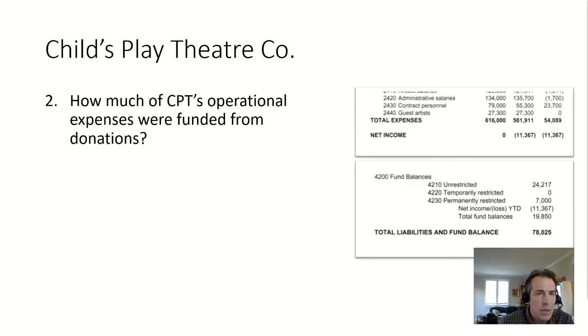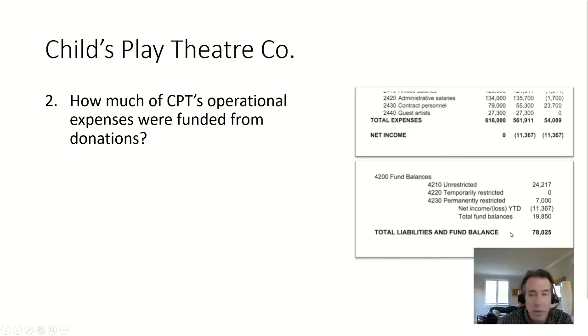Number 2, how much of Child's Play Theater Company's operational expenses were funded from donations? Now, this is a little bit of a tricky question, but only because it has the phrase operational expenses in it. So, you would think, oh, well, okay, I've got to look at the operational expenses on the P&L. But you don't actually. You can see that from the P&L we had a net loss of $11,367.